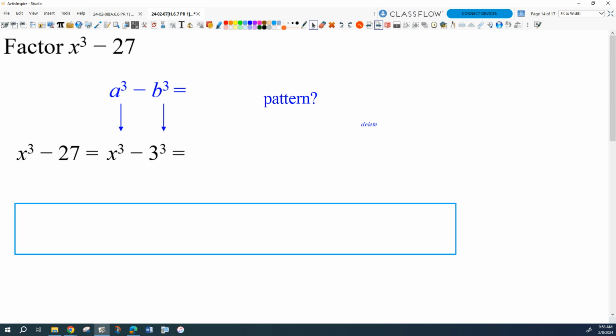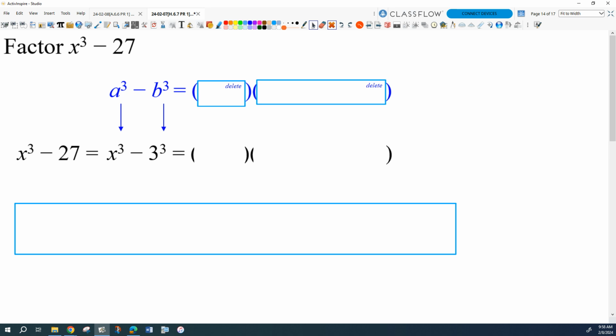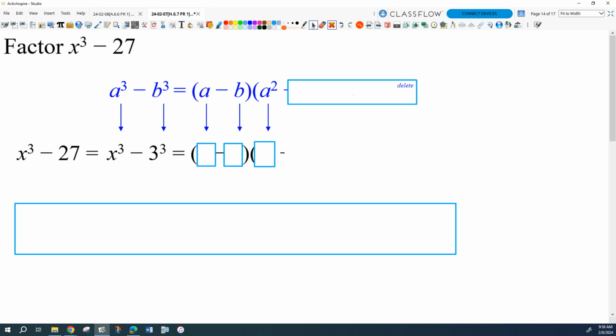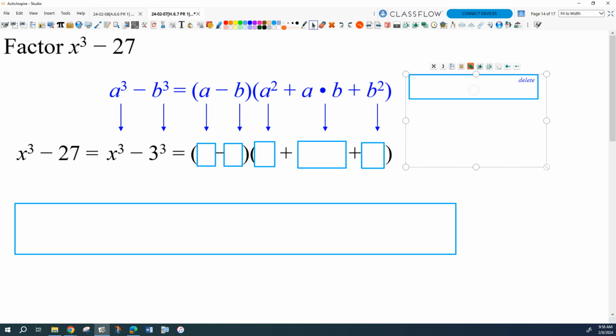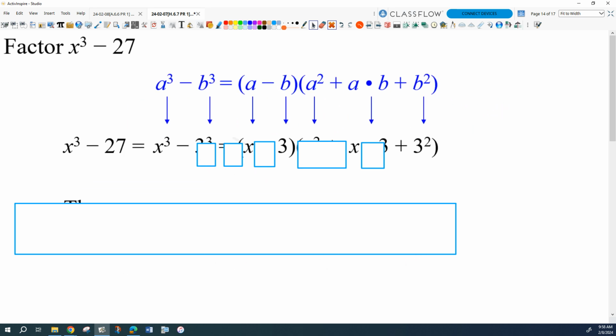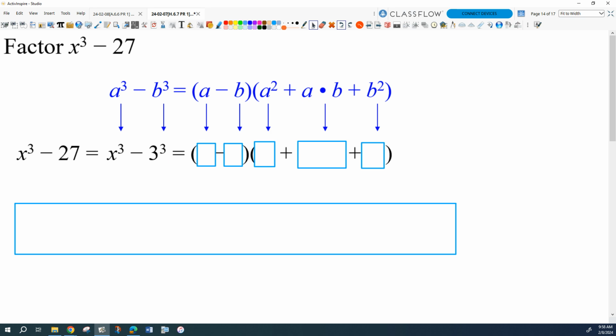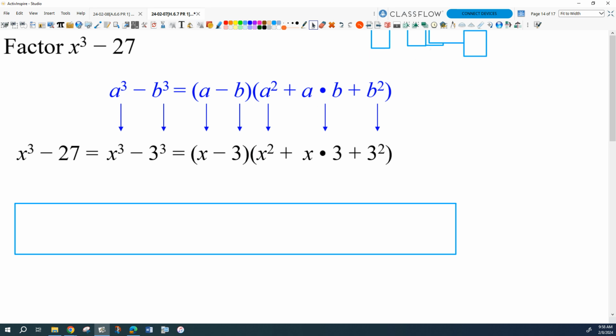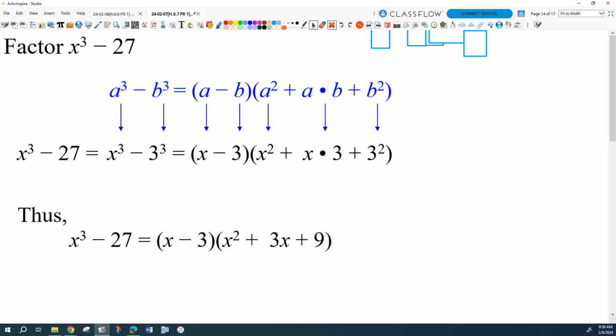How about this one? Same thing, right? What's the pattern? x cubed, a cubed, b cubed. So what's a cubed plus b cubed? It's a plus b, times a squared minus ab plus b squared. Good. And then all I've got to do is plug in my values of a and b, which are just x and 3, right? x cubed plus 3 cubed. So there's our answer.